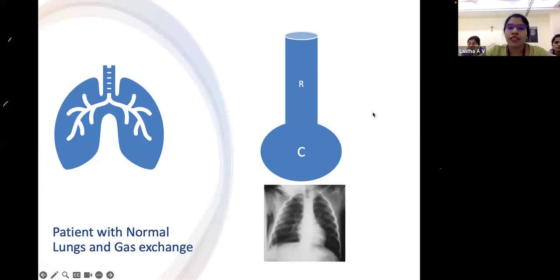So we consider the lungs and the airways as a balloon with a straw. The upper airway is what contributes the resistance, and the lungs as such contribute the compliance. So in a normal lung, as you can see here, the resistance is good and the compliance is good. So we don't have to use very high settings, such as in children.